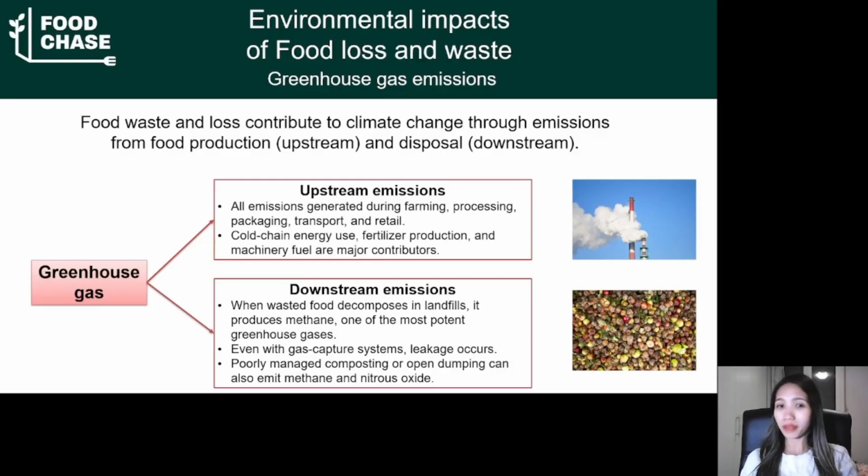About the downstream emissions, when wasted food decomposes in a landfill, it is in anaerobic condition. So it generates methane, which is one of the most potent greenhouse gases. Even with innovative gas capture systems, leakage of gas still occurs. And besides that, composting is an aerobic process, but if it is poorly managed, it can accidentally become anaerobic and generate methane and nitrous oxide.